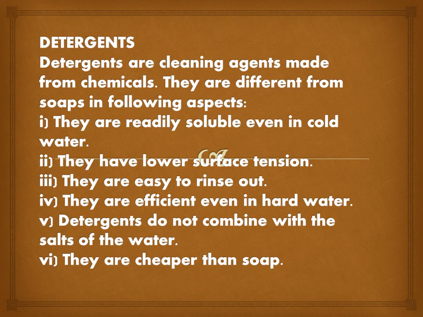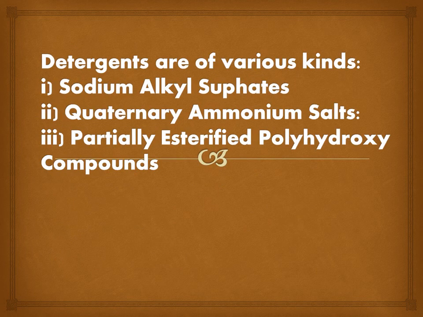Detergents. Detergents are cleaning agents made from chemicals. How are they different from soap? They are different in the following aspects. They are readily soluble even in cold water. They have lower surface tension. They are easy to rinse out. They are efficient even in hard water. Detergents do not combine with the salts of water. They are cheaper than soap. Detergents are of various kinds. For example, sodium alkyl sulphates, quaternary ammonium salts, partially esterified polyhydroxy compounds.